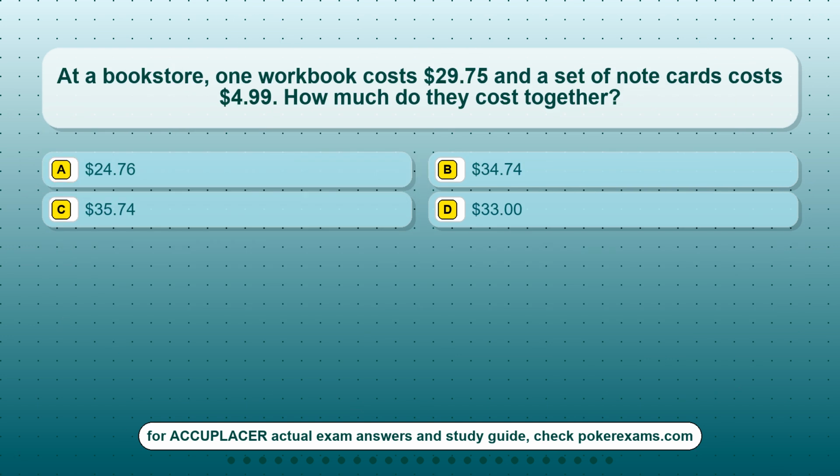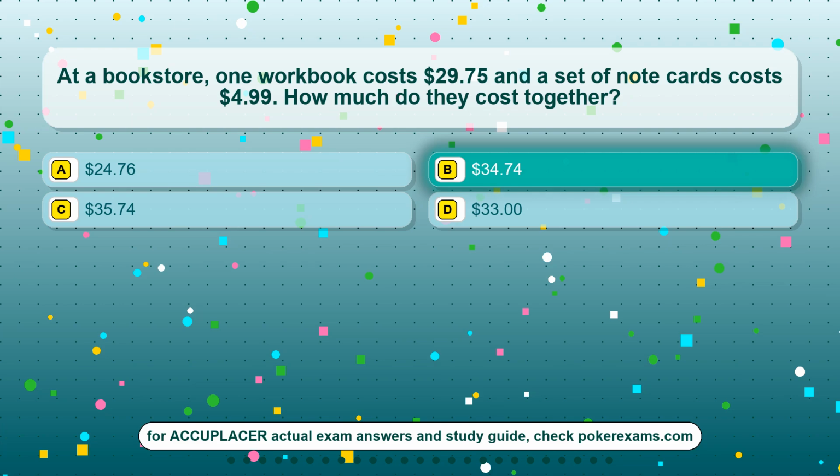Question 14. At a bookstore, one workbook costs $29.75 and a set of note cards costs $4.99. How much do they cost together? Option A, $24.76. Option B, $34.74. Option C, $35.74. Option D, $33.